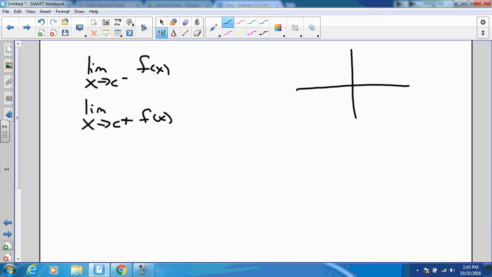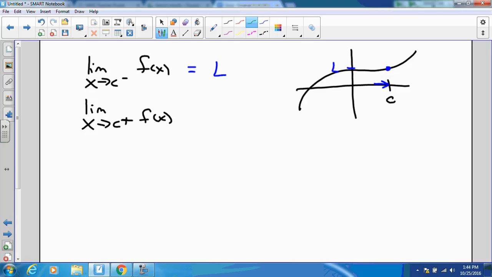And what does it look like on the graph? We're going to have some function, some value c, and now I'm going to approach c from the left. And when I do, if that value is arbitrarily close to L when x is close to but less than c, then my limit from the left is L.